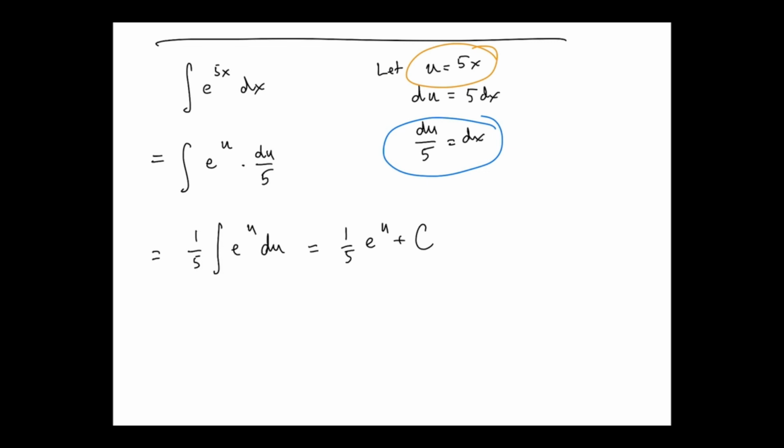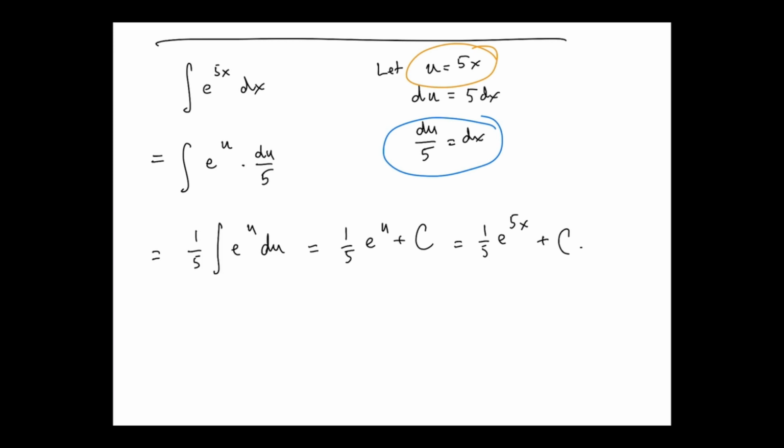And then, of course, the last bit of tidying is, well, u had nothing to do with the problem. That was an auxiliary tool we introduced. And so we need to go back in terms of the original variable, which was x. And then we get our 1/5 e to the 5x plus c.